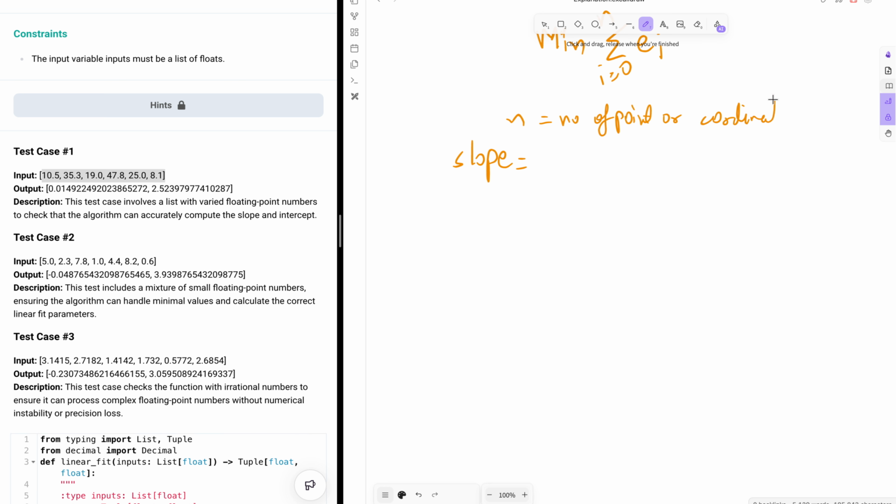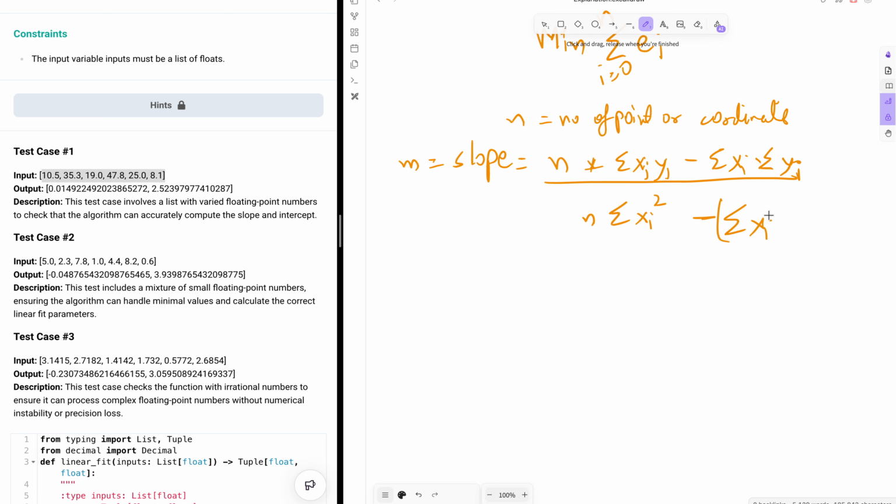The slope is m, which comes out to be n times the summation of xi yi minus the summation of xi times the summation of yi, divided by n times the summation of xi squared minus the square of the summation of xi.